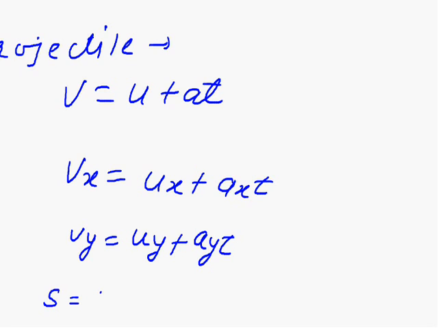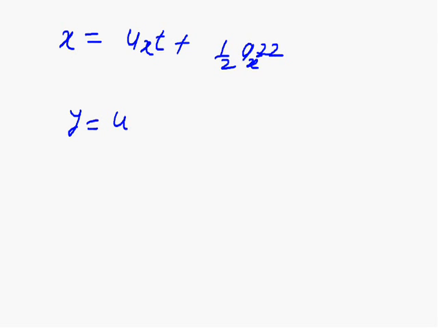The second equation is s equals ut plus half at square. This equation becomes, along the x direction, x equals uxt plus half axt square, and along the y direction, y equals uyt plus half ayt square.